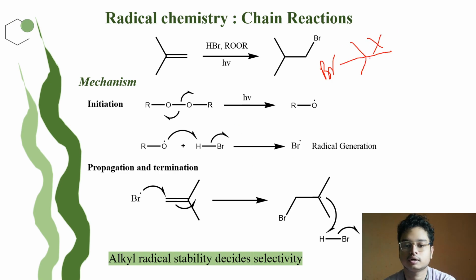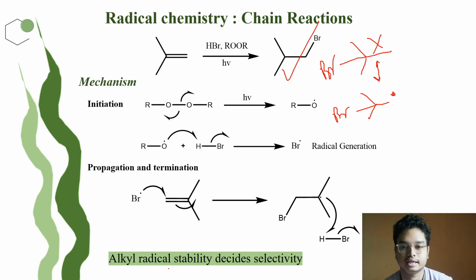This is not major. This was the major compound that has been generated, because if this particular compound had been generated, then the radical would be a primary one. Okay, and this is not a stable radical. That's why we can say that the selectivity depends solely on the stability of the resulting alkyl radical.